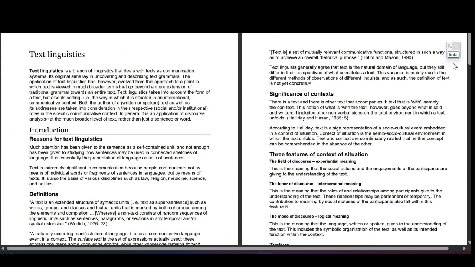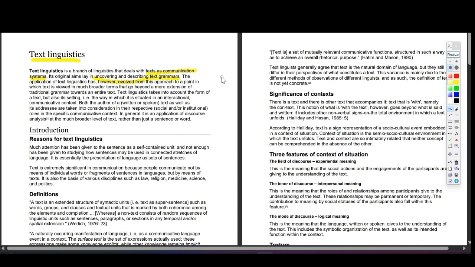Well, so now, according to the video, we know what linguistics is. So it's our turn to know about text linguistics. Right. So text linguistics is a branch of linguistics that deals with text, pretty obvious, as communication systems. Let's say its original aims lie in covering and describing text grammars. So it's about grammars, basically.